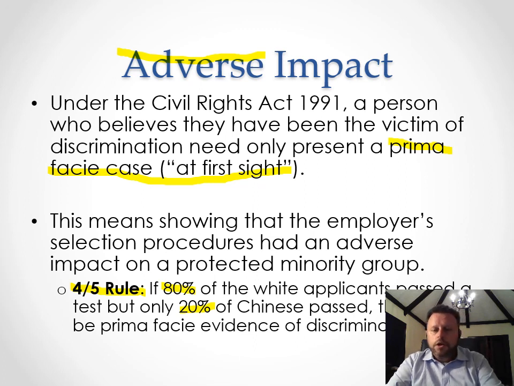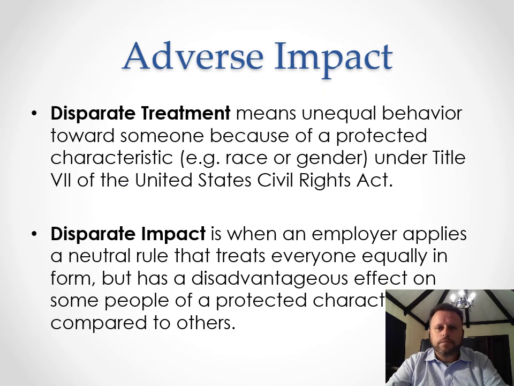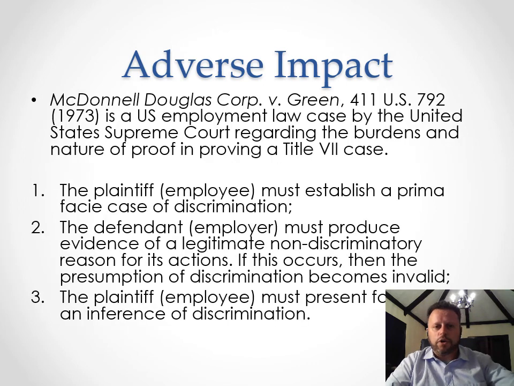4/5. So if 80% of one group got a promotion, got a benefit, got more money, got a job, got something, and 20% of the people who got that were from another group, a protected group, that is prima facie evidence of discrimination. So we talked before about disparate treatment and impact. I don't think we need to talk about that again. We could talk about it in class if you're unclear.